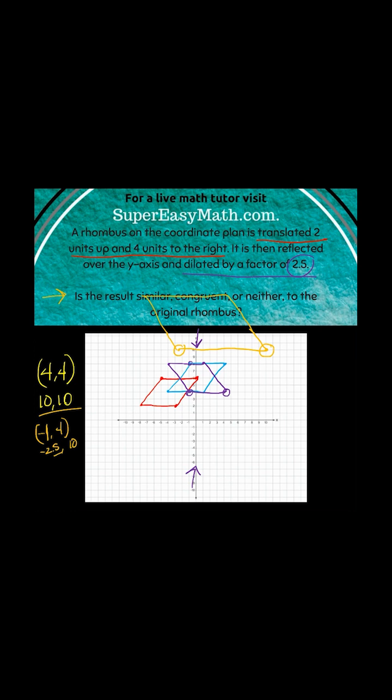It says, is the result similar, congruent, or neither to the original rhombus? Well, the definition of similar, this word right here, says that a shape has to be the same shape as another shape, but it doesn't necessarily have to be the same size. Congruent means it has to be the same size and the same shape. So I can see that it's not going to be congruent, but it will be similar. Neither is not the answer. So the shapes are similar.